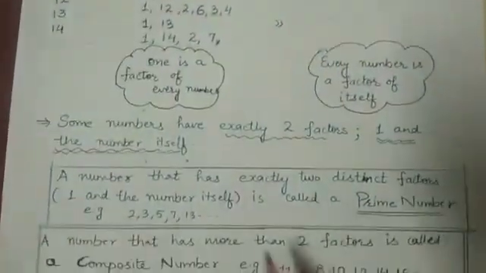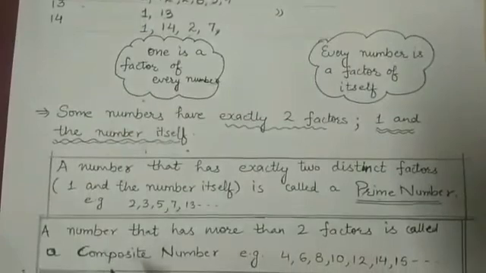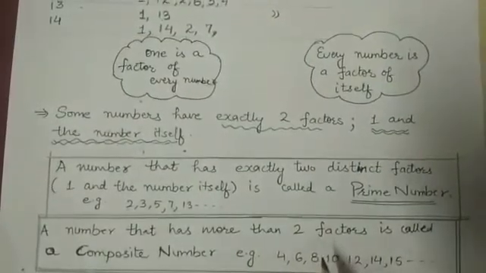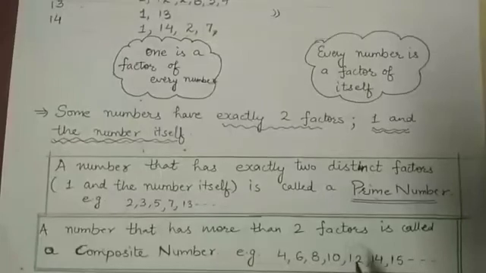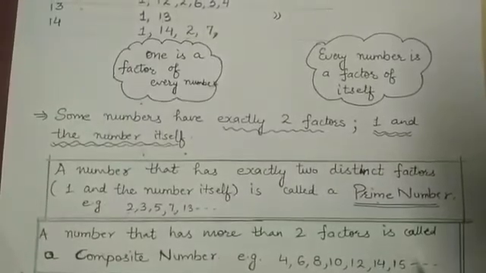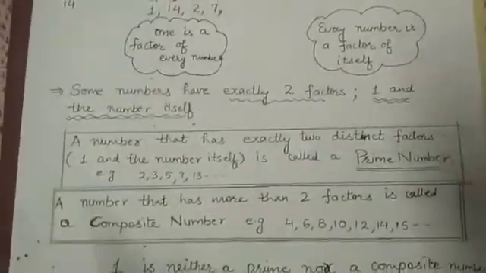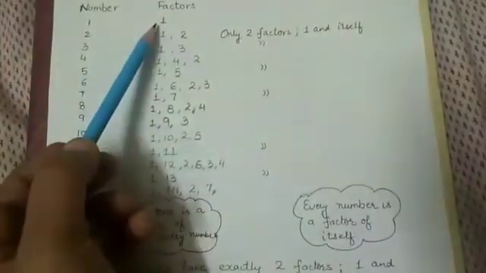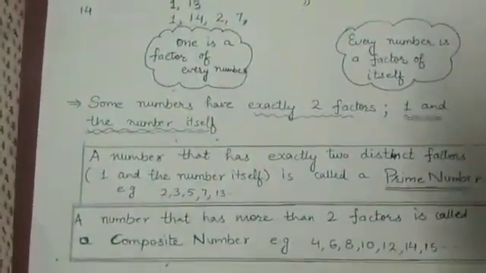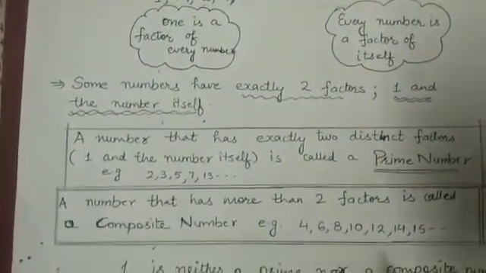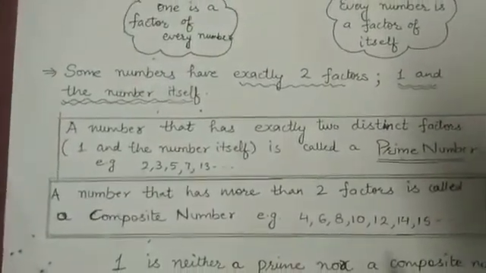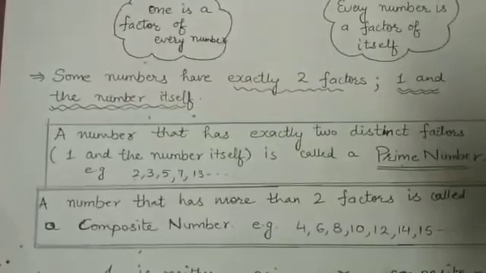Now the numbers which have more than two factors are called composite numbers, like 4, 6, 8, 10, 12, 14, 15, etc. Now what we have observed, 1 has only one factor, so it is neither a prime number nor a composite number. Fine. Hope you all have understood the concept of prime and composite numbers.